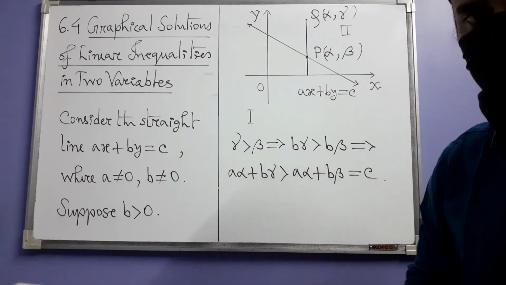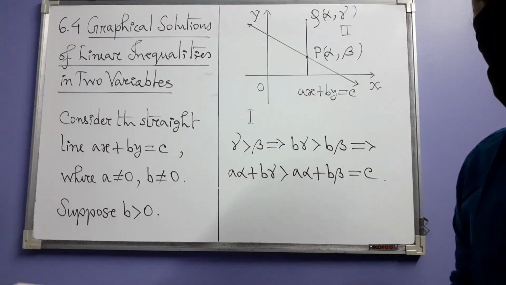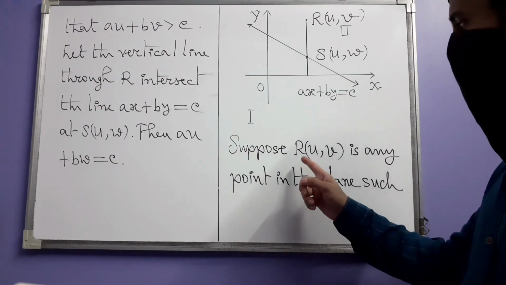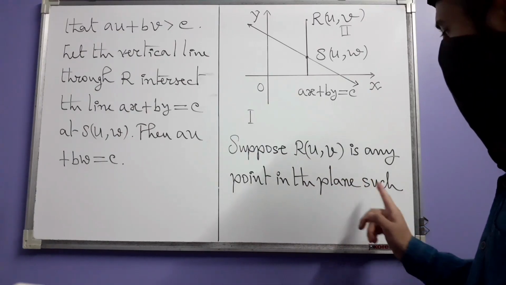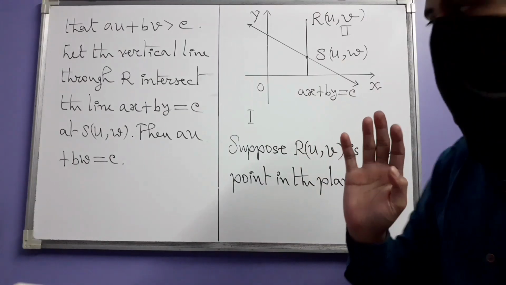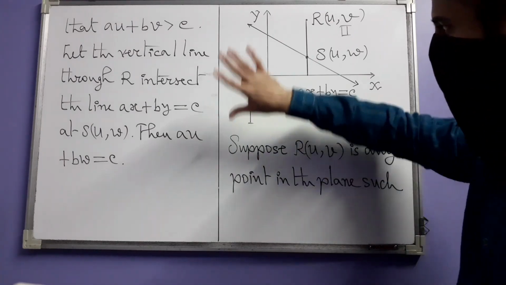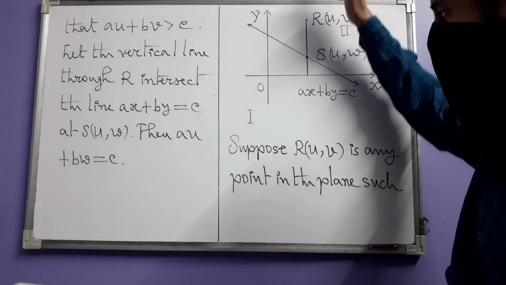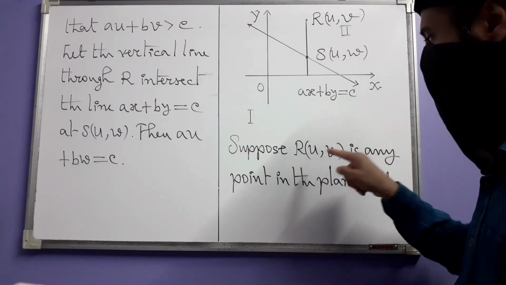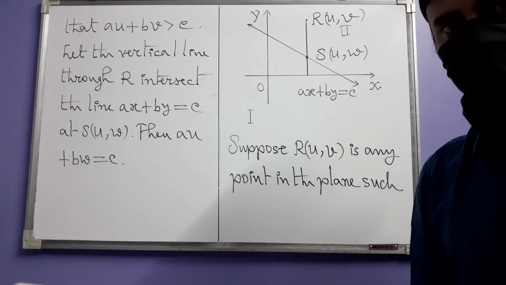Alright, but is the converse also true? Are these the only solutions? Next we are going to see that. To see that the converse is also true, suppose R (u, v) is any point in the plane such that au plus bv is greater than c. That means this is somewhere in the plane. Do not look at this figure right now. This is somewhere in the plane, whether it's in the upper half plane or lower half plane, we don't know at this stage. It is just some point whose coordinates satisfy this inequality.